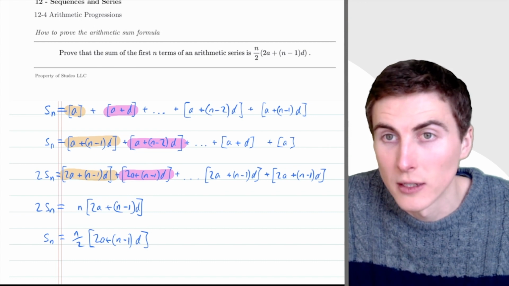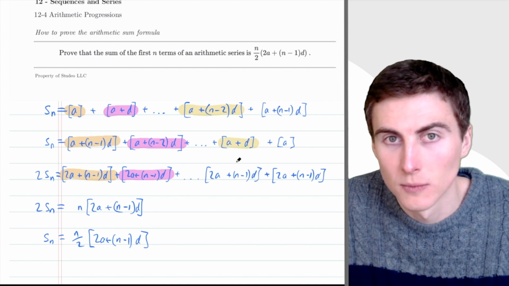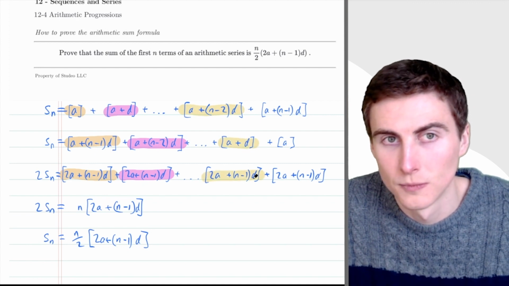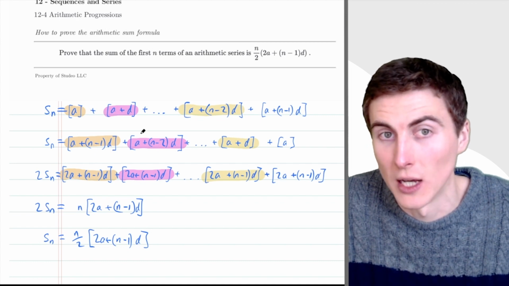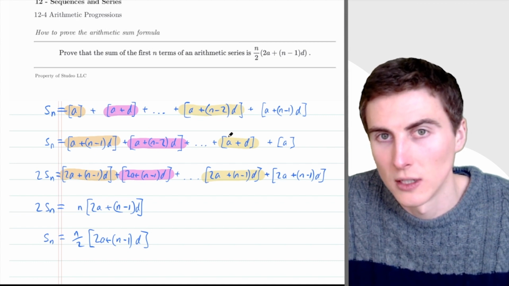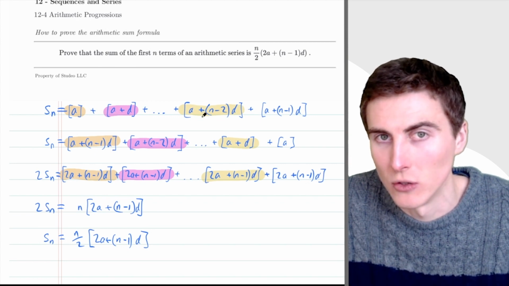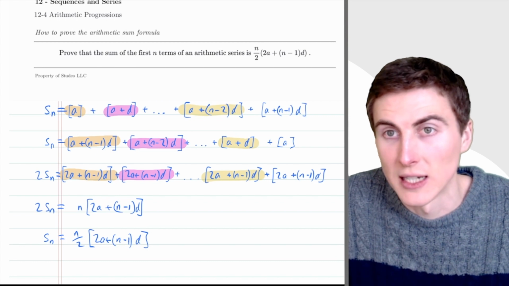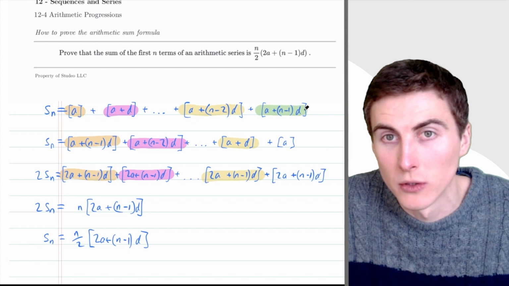Then we do it the same again. Over here, we combine all of this with this, and we'll get this one. Adding these two together is exactly the same thing as adding these two together: a plus d, a plus d, a plus (n minus 2)d, a plus (n minus 2)d. So the logic there is exactly the same, and the same thing when we combine these ones. Adding these two gives us this.